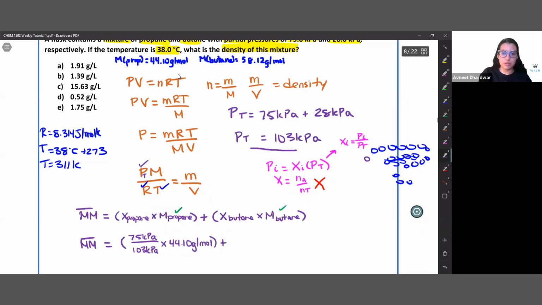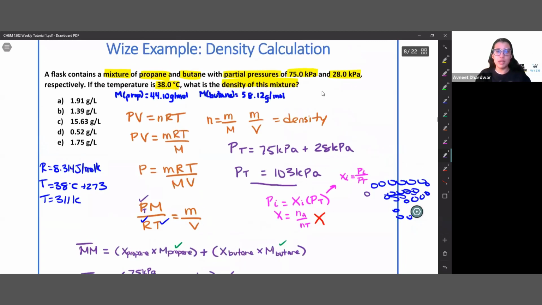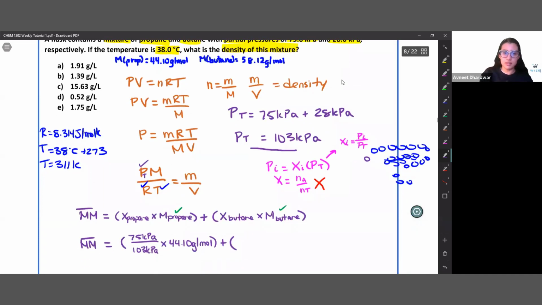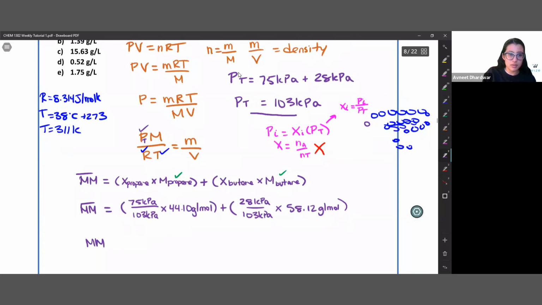plus. And now we're going to do the same thing for butane. So we have the mole fraction of butane. You're going to take the partial pressure of butane, which is 28 kilopascals, over the total pressure of the whole container, which we found to be 103 kilopascals. And then multiply that by the molar mass of butane, 58.12 grams per mole. And so when I calculate this, you're going to get 1.908 grams per mole.